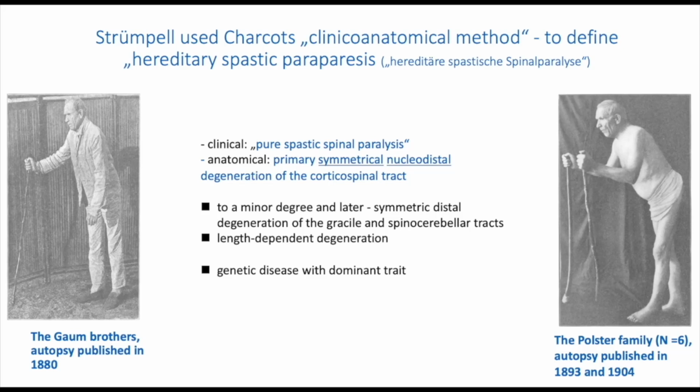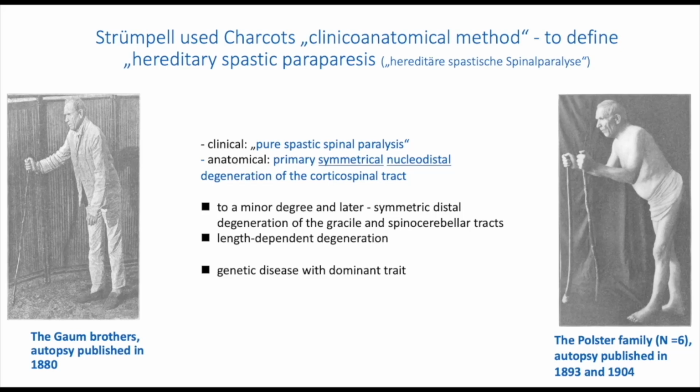spastic spinal paralysis, and anatomically a primary symmetrical nucleodistal degeneration of the corticospinal tract. You all know that to a minor degree in this disease, the gracile tract is involved and also the spinocerebellar tract, and they degenerate in a length-dependent fashion. This was all described by Strümpell at that time, and of course he suspected a genetic disease. What about PLS? He did not use the term PLS. He said, I have seen something which is in between ALS and HSP, but resembles more Charcot's disease.